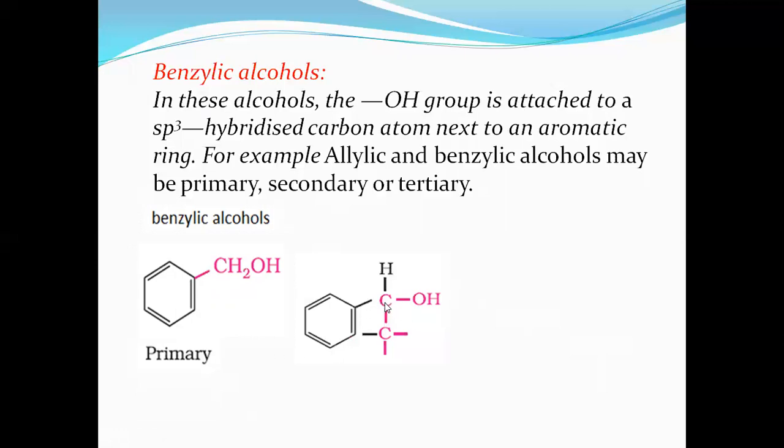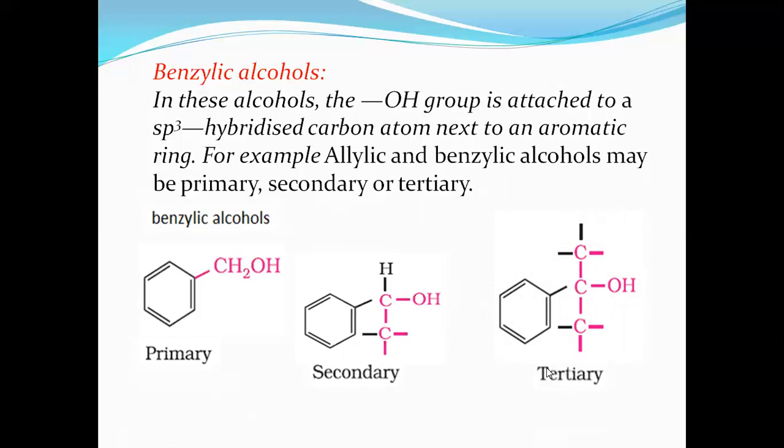And secondary. Here, this is also benzyl because the side chain is attached to the carbon, and that carbon atom is attached with two other carbon atoms, one here, another one here. Therefore, this is called a benzylic secondary alcohol. And this is tertiary because OH is attached to the benzyl group, and that carbon atom is attached with three other carbon atoms. Therefore, this is benzylic tertiary. Once again, they are classified into primary, secondary and tertiary based on which carbon atom the OH group is attached to. So this is the classification of the alcohols.